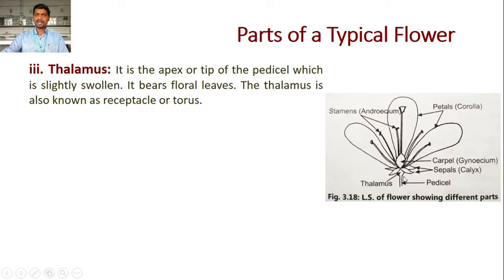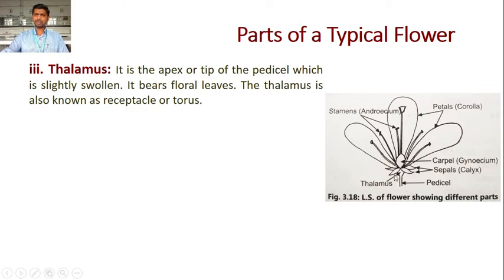So the thalamus is present at the apex or tip of the pedicel, which is slightly swollen. It bears floral leaves, these are calyx, corolla, androecium and gynoecium. These are the floral parts, floral whorls. The thalamus is also known as the receptacle or torus. When the thalamus is condensed, disc-like, flat, under such condition this thalamus is called the receptacle or torus, for example in sunflower.